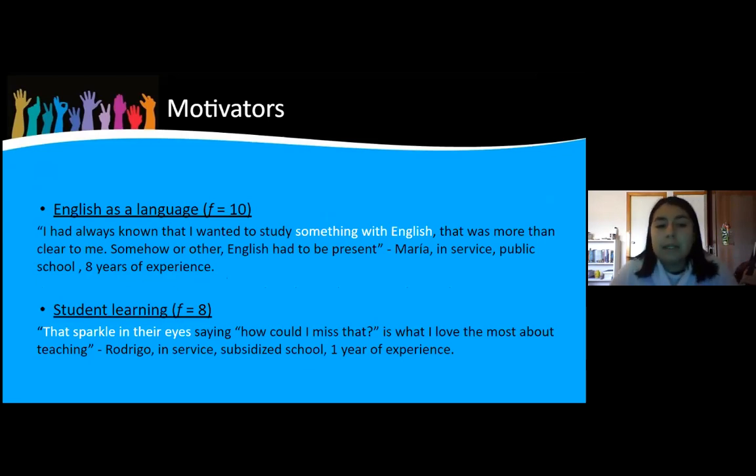Third, English as a language, which involves the positive perceptions of teachers and the instrumental use of the English language. And expressions like "I love English," or "I wanted to study something with English," express their preference for the English language itself.